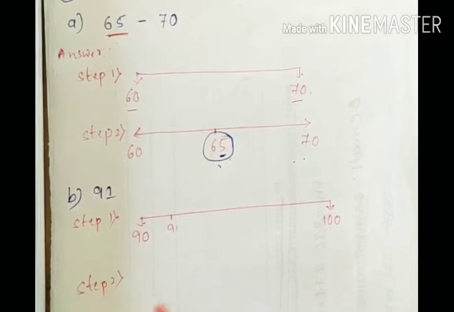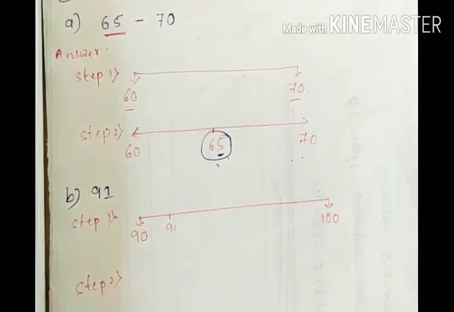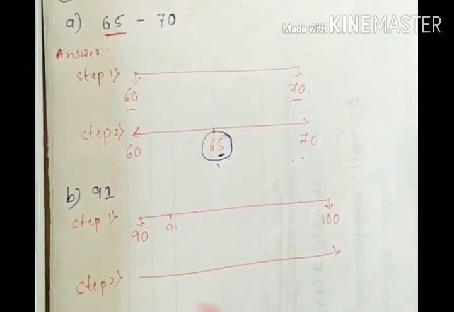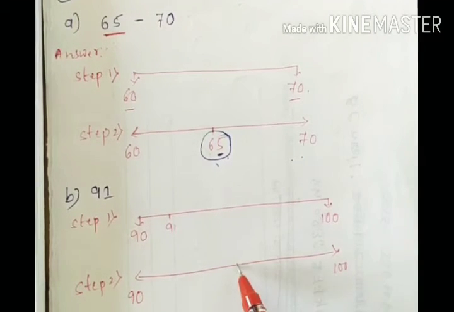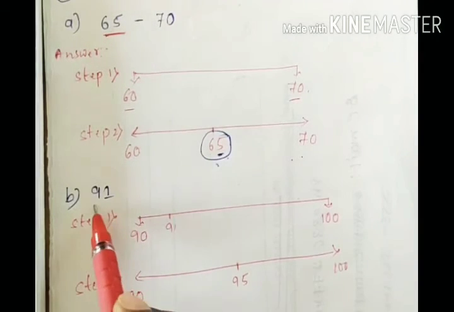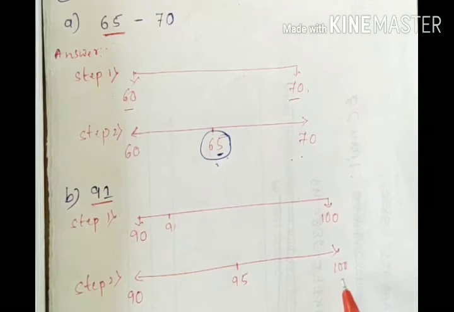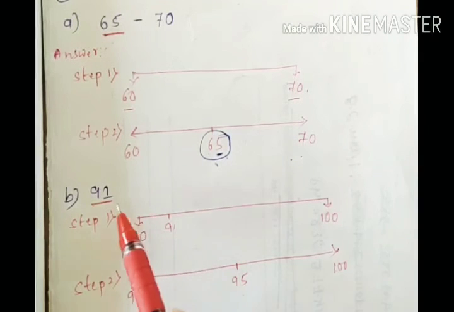Step 2. Exactly, you have to take the halfway of the number, meaning 90 to 100, the halfway of that is 95. And the given number is 91. So tell me, does it lie between 95 and 100 or between 90 and 95? Yes, you are right. So in step 3, place that number, the given number, on the number line.